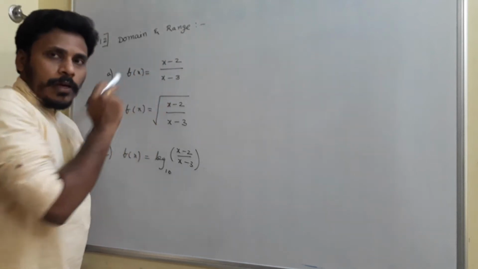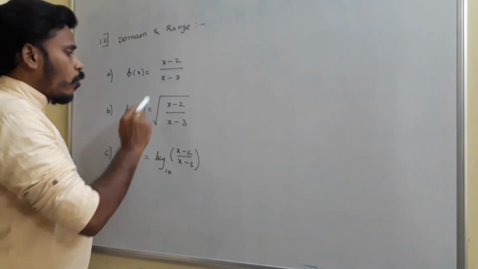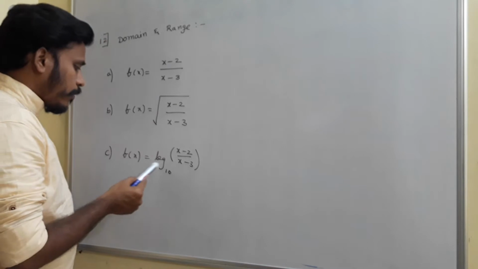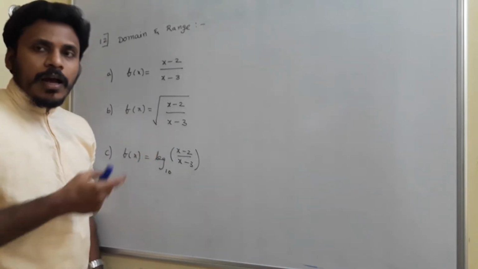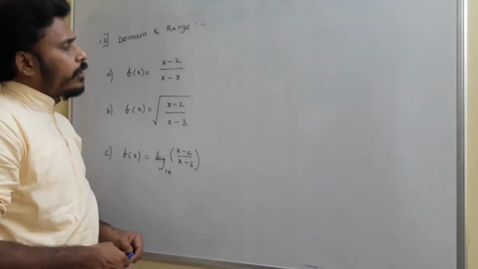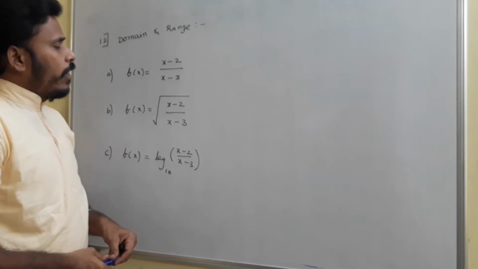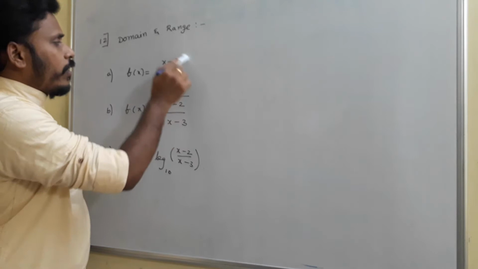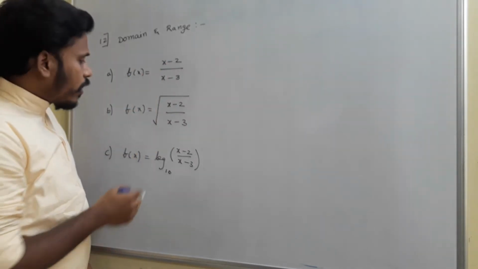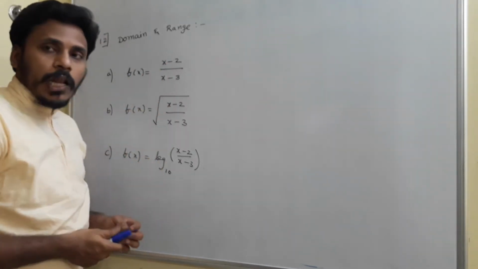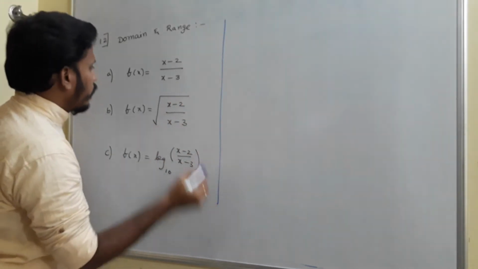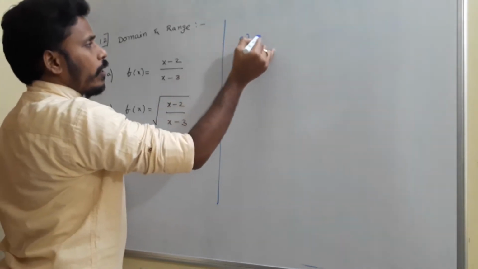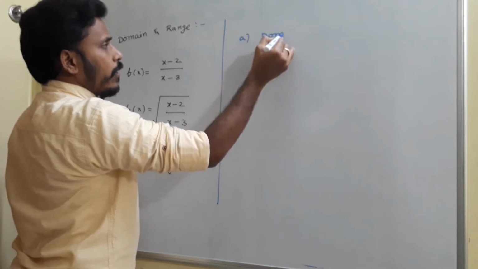f(x) = (x-2)/(x-3), root of (x-2)/(x-3), and log of (x-2)/(x-3). For these types of functions, in the last class we already discussed the way of finding domain and range for the first type of function, and now we are taking the square root as well as the logarithm of those expressions.